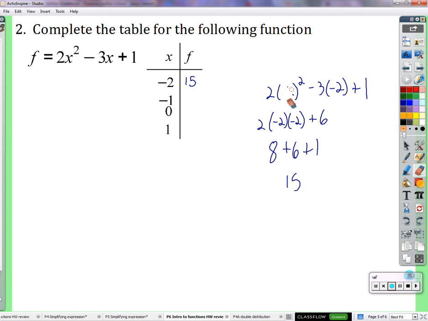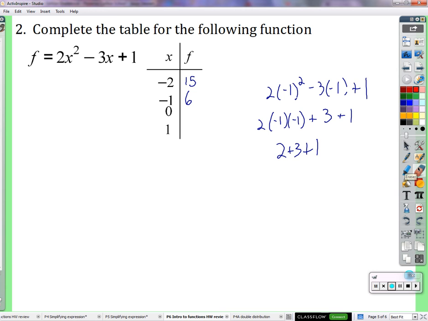I can go back. Now we can take out the negative 2. I'm going to change this and this. I'm just going to go ahead and do this if you care to pay attention. Negative one squared is negative one times negative one, that's one. Times two is two. Negative three times negative one is positive three, so you get a plus three. And then we have plus one, that's just there at the end. So two plus three is five, plus one is six.